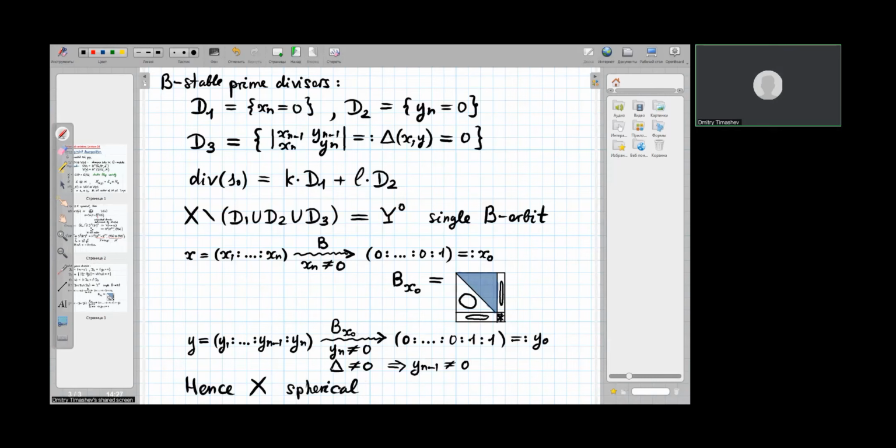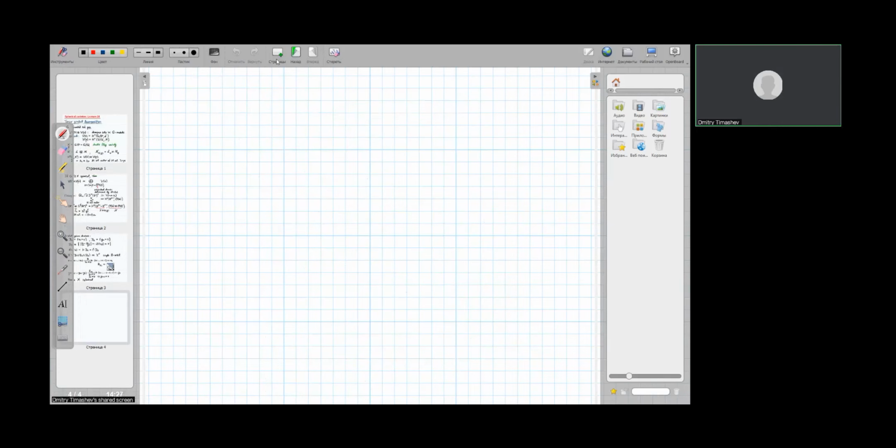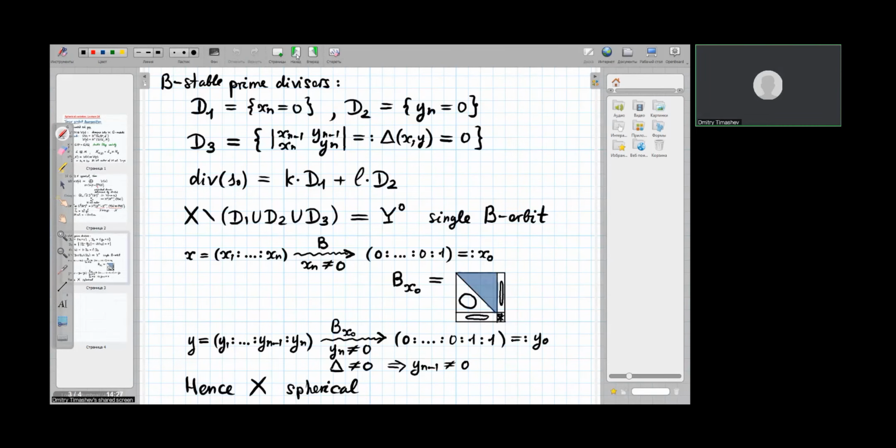Now I want to compute the weight lattice of the spherical variety X. Let me turn to the next page. Do we have that Di is not G-stable, so that they correspond to the colors? Exactly. D1 and D2 are never G-stable, but D3 can be G-stable if n equals 2.